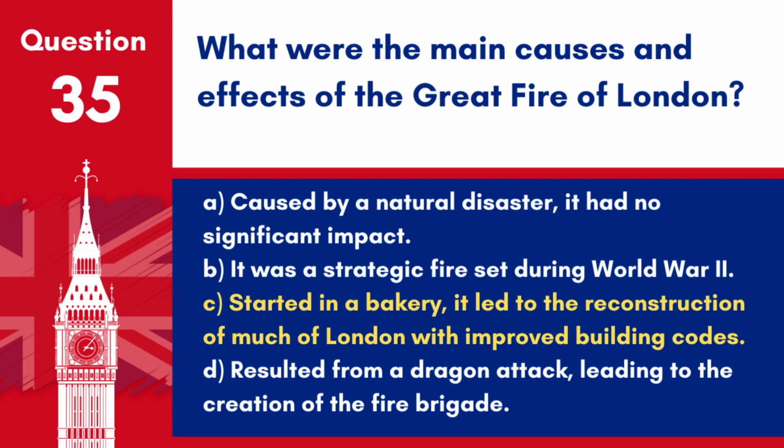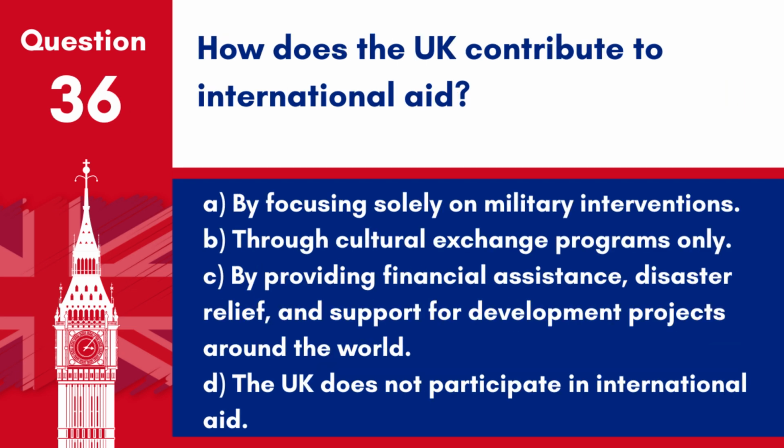Answer C. Started in a bakery, it led to the reconstruction of much of London with improved building codes. The Great Fire of 1666 destroyed much of the medieval city, prompting new urban designs and building regulations. Question 36. How does the UK contribute to international aid?